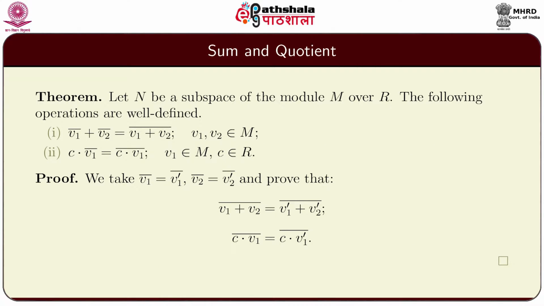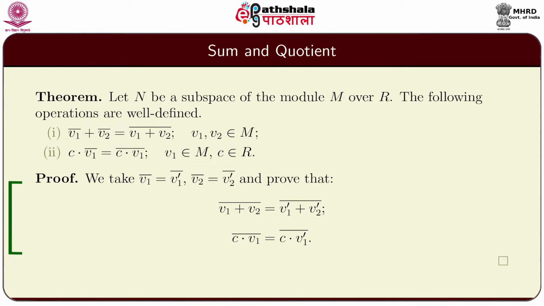Let N be a submodule of a module M over R, then the following operations are well defined. These are precisely the operations that we defined just now on the quotient. So, v1 bar plus v2 bar is v1 plus v2 bar, where v1, v2 are in M, and c dot v1 bar is equal to c dot v1 bar, where v1 is in M and c is in R. And how do we check the well definedness?